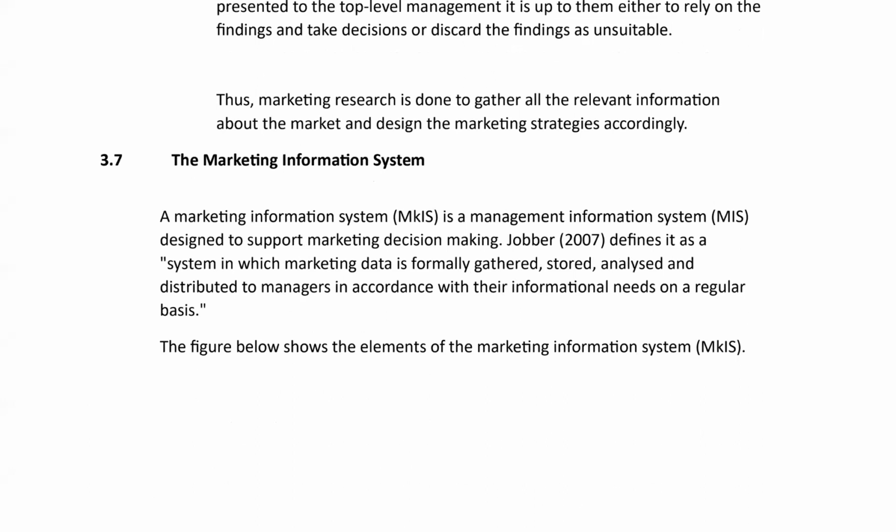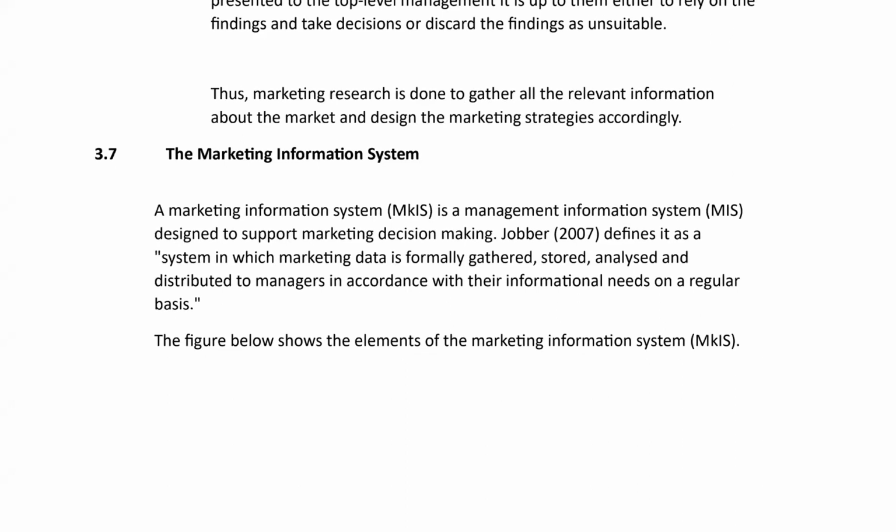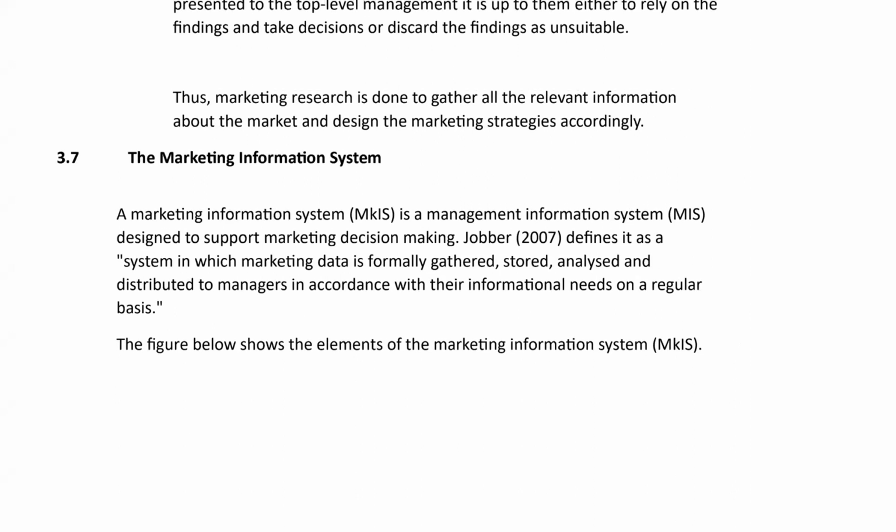Now, a marketing information system is a management information system. This is where we're looking at something else. Now, it is actually designed to support marketing decisions. This is according to Joba 2007, he defined it as a system in which marketing data is formally gathered, stored, analyzed, and distributed to managers in accordance with their information needs on a regular basis. That is marketing information system.